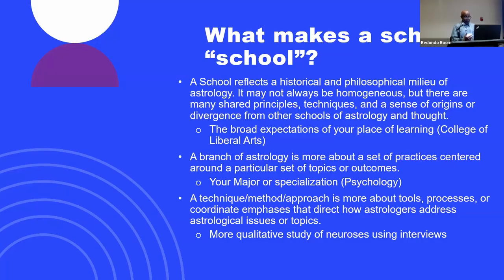And then when we're talking about technique, that would be more a qualitative study of neuroses using interviews, because that's going to be more about your methods. So technique, method, approach is more about tools, processes, or coordinated emphases that direct how astrologers address astrological topics or issues. I'm going to cover each of these in the allotted 75 minutes that I have, but I want to give you the broad spectrum of understanding the distinction.